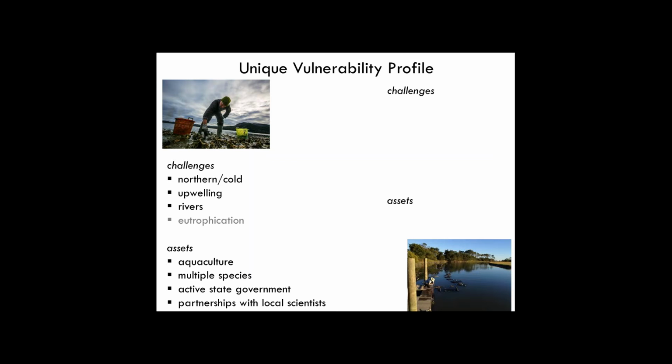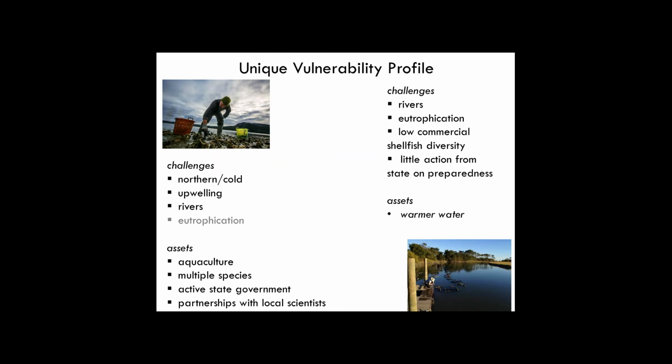The vulnerability profile of a place like Virginia is quite different. Its challenges are in terms of the river water input and the very strong cultural eutrophication that they're facing. They also have low commercial shellfish diversity for the most part, and they may want to invest in diversification of their shellfish portfolios. There is little action from the states in many of these cases, and so right now they're not getting a lot of support on a state or local level.